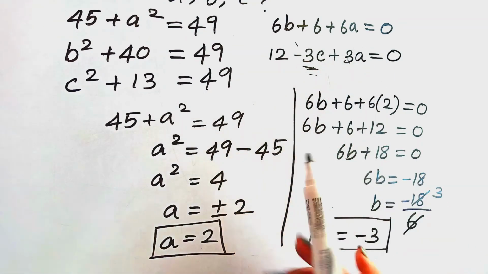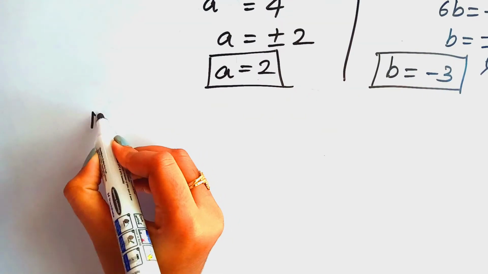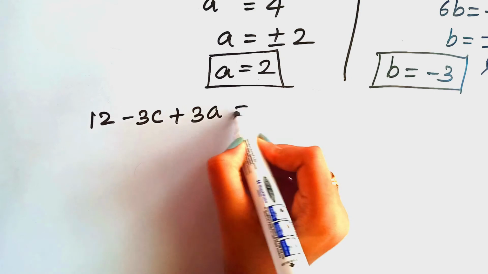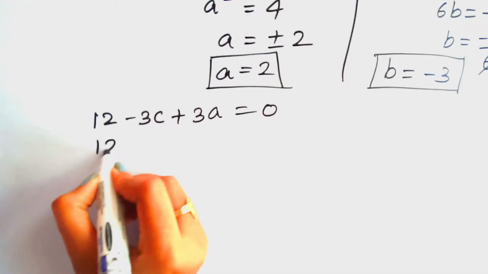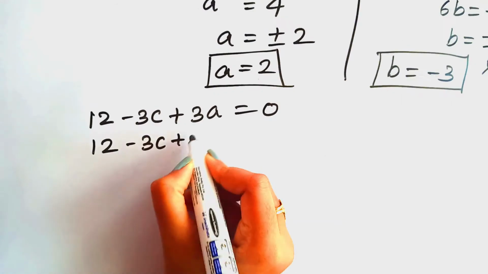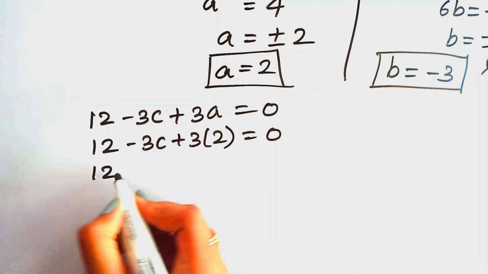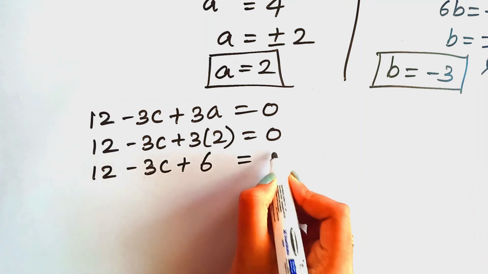So in the place of a you have to substitute the value of a, which is 2. So let's substitute that. Here the equation is 12 minus 3c plus 3a is equal to 0. So the value of a is 2, so let's substitute that here. 12 minus 3c plus 3 into 2 is equal to 0. So 12 minus 3c plus 3 into 2 is 6, so 6 is equal to 0.